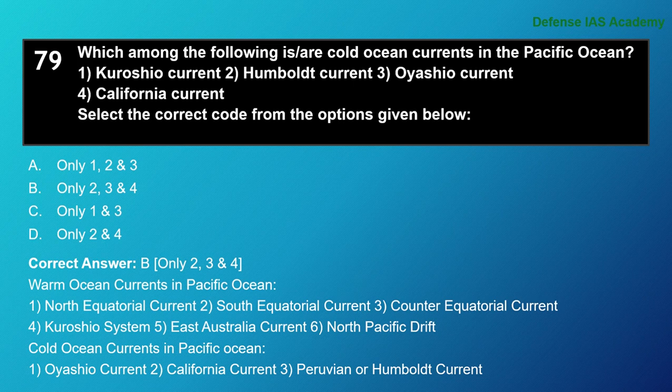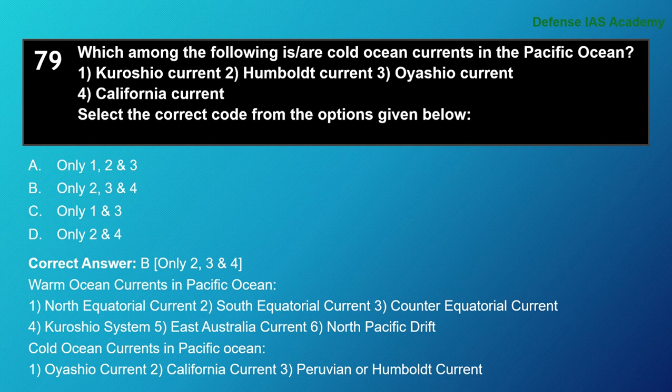So what is the Kuroshio current? It is actually a warm ocean current in the Pacific Ocean. The warm ocean currents in the Pacific Ocean are the North Equatorial Current, the South Equatorial Current, the Counter Equatorial Current, Kuroshio Current, East Australia Current and the North Pacific Drift. Next, the cold ocean currents in the Pacific Ocean are the Oyashio current, California current, Peruvian current, also called the Humboldt current.